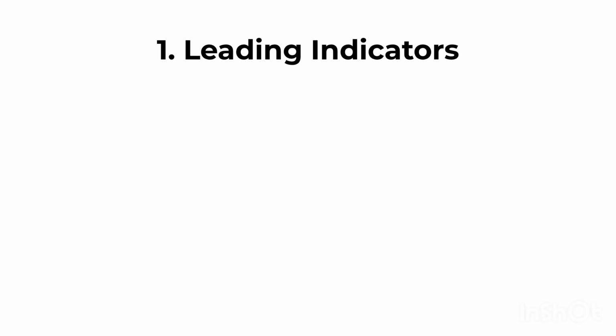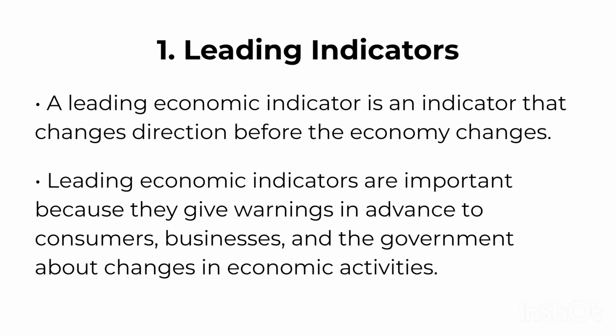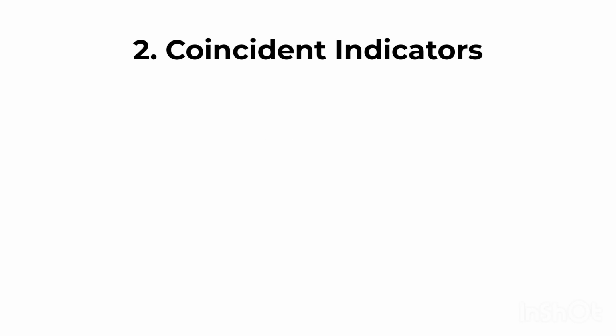Number one, we have leading economic indicators. A leading economic indicator is an indicator that changes direction before the economy changes. Leading indicators are important because they give warnings in advance to consumers, businesses, and government about changes in economic activities. For example, stock prices.